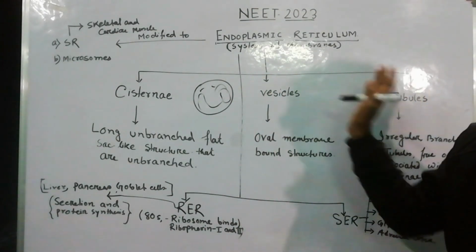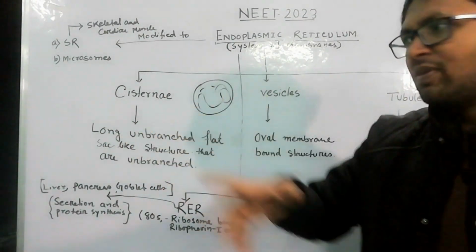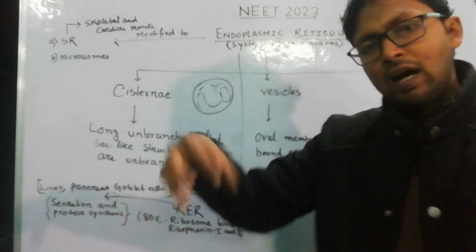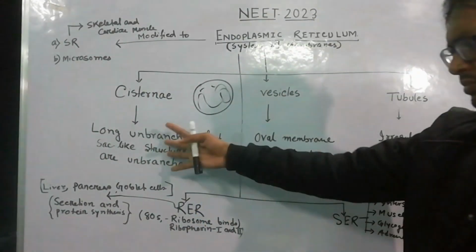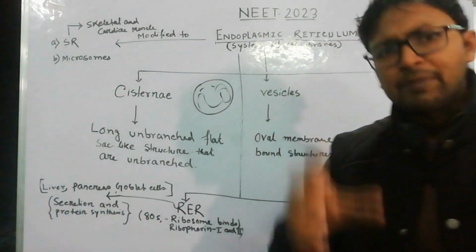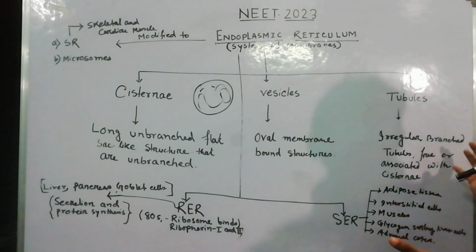Cisternae, vesicles and tubules. The cisternae are long, unbranched, flattened structures, with an inside compartment and an outside compartment. Vesicles are round-shaped structures, and tubules are aggregated, irregular-shaped branched structures.